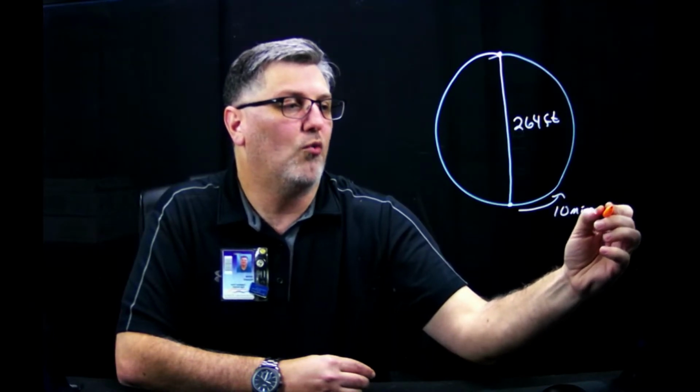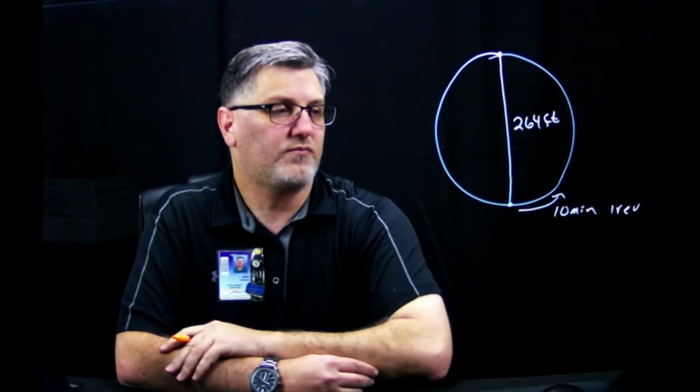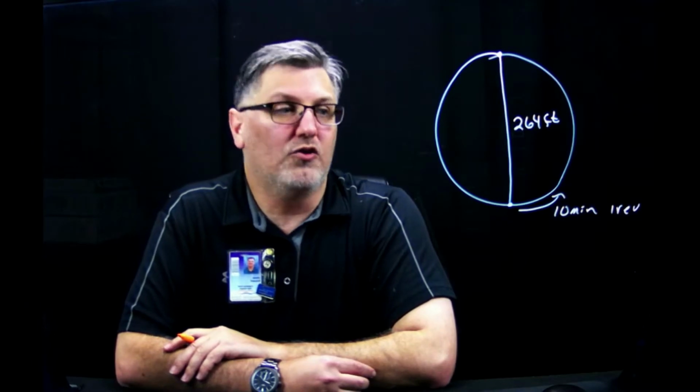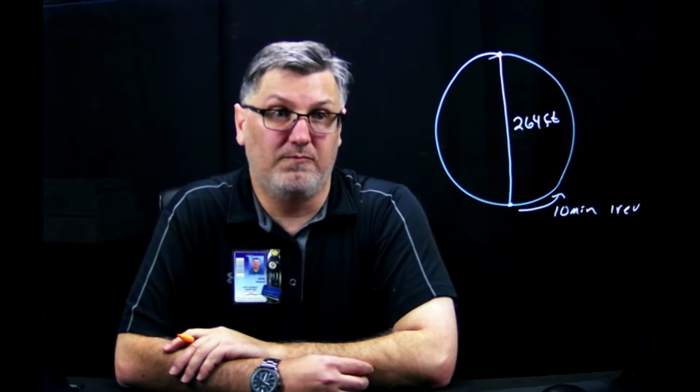All right, so we know a Ferris wheel is a circle. Pretend it's a perfect circle. At the highest point of the Ferris wheel in 1893, you were at 264 feet, so we're going to say the diameter was 264 feet. As it was revolving, it took 10 minutes for one revolution.